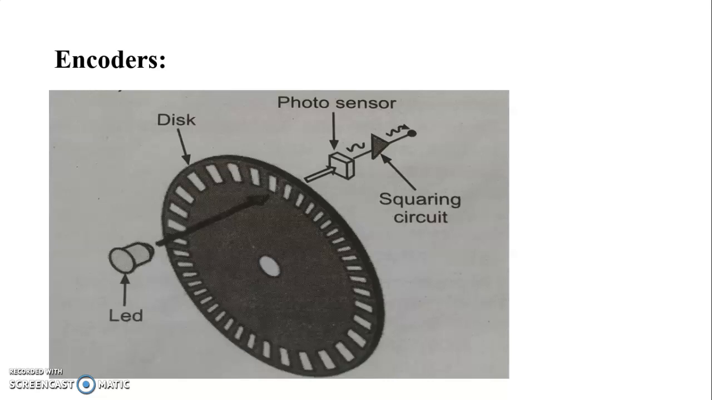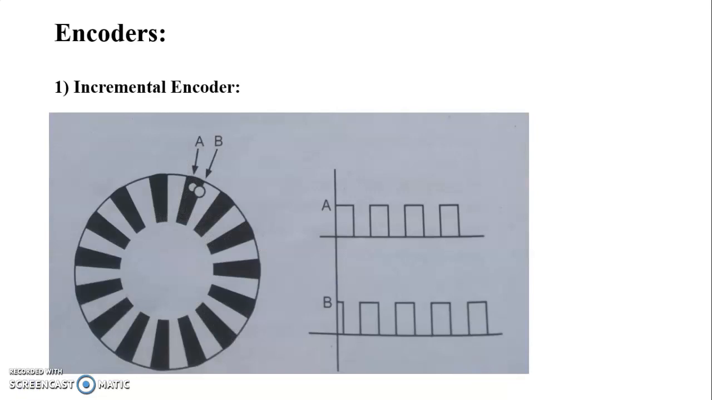There are two types of encoders: the incremental encoder and the absolute encoder. Friends, we see the first, that is the incremental encoder. This is the diagram of the incremental encoder. Here the incremental encoder generates an output signal each time the shaft rotates a certain amount.